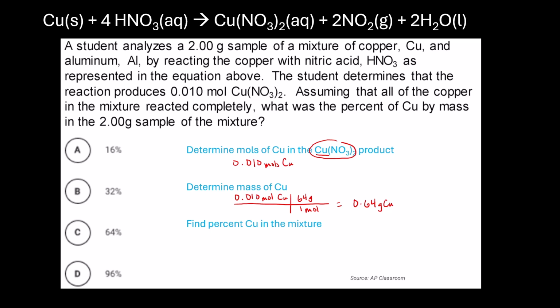And then we find the percent copper in the mixture. So we have 0.64 grams divided by 2.00 times 100, and this is going to give us approximately 32%. And if I look, 32% is an answer choice, and so B is going to be the correct answer.